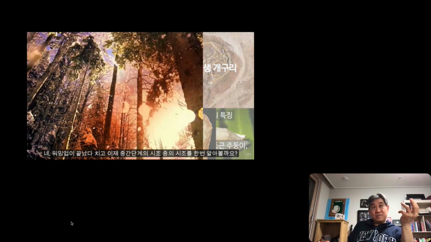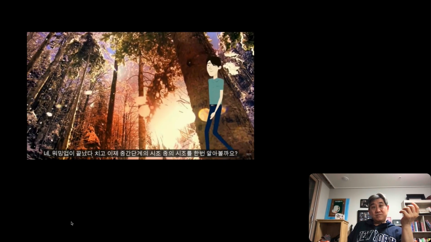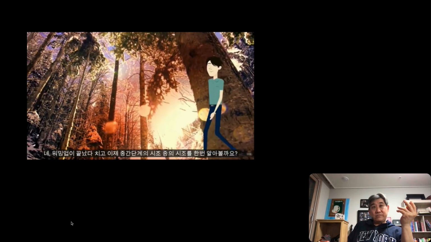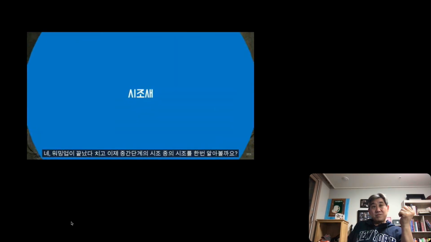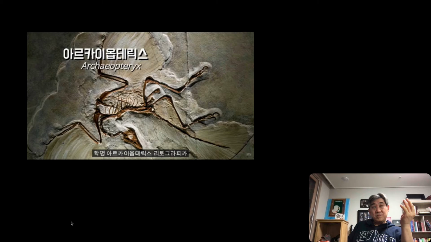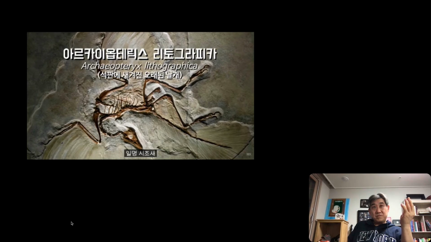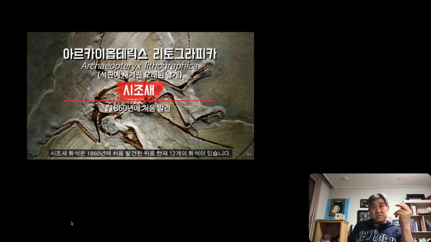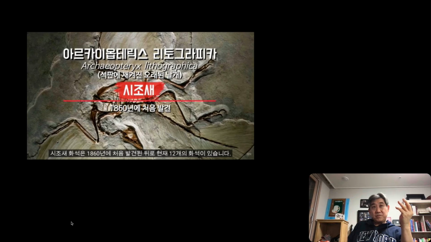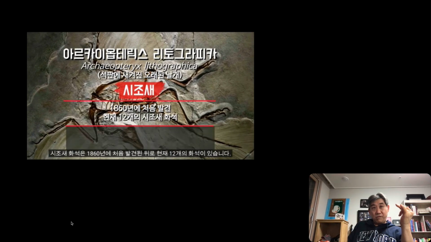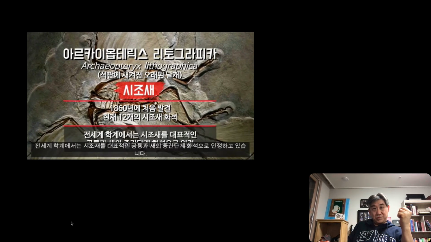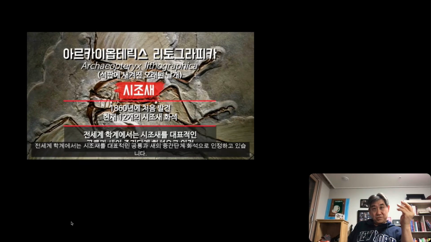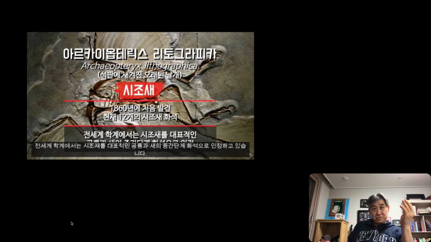네, 워밍업이 끝났다 치고 이제 중간 단계의 시조 중의 시조를 한번 알아볼까요? 학명 아르카이옵테릭스 리토그라피카, 일명 시조새. 시조새 화석은 1860년에 처음 발견된 뒤로 현재 12개의 화석이 있습니다. 전 세계 학계에서는 시조새를 대표적인 공룡과 새의 중간 단계 화석으로 인정하고 있습니다.